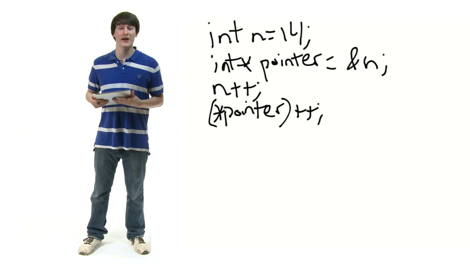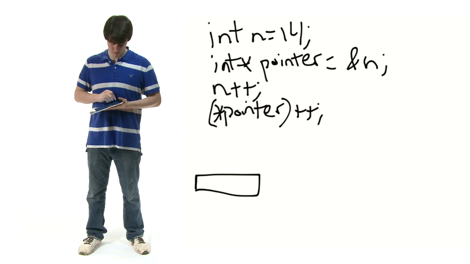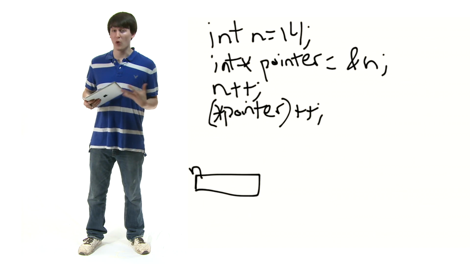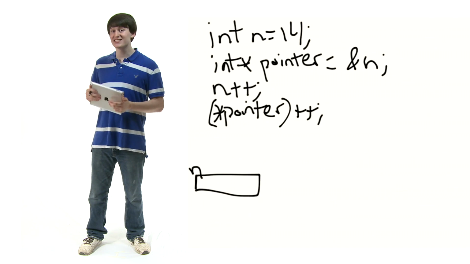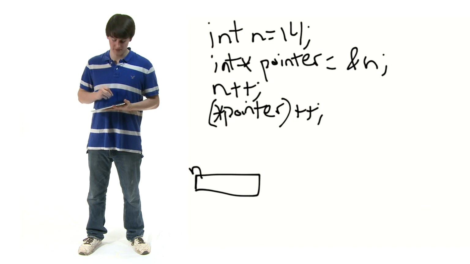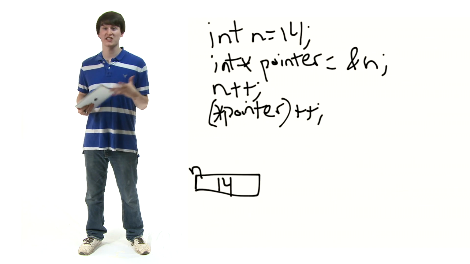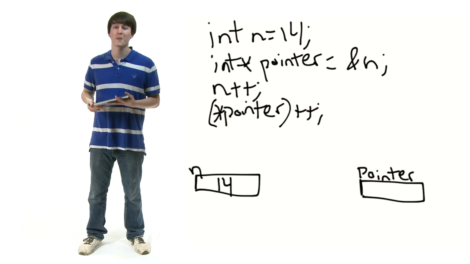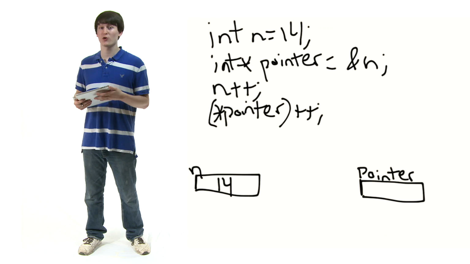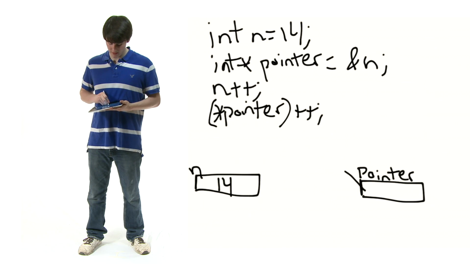The first line creates a new box in memory labeled n. This time we won't label the box with an explicit address, but it still has one. Inside of the box, we're storing the number 14. The next line creates a second box labeled pointer. And inside of this box, we're storing a pointer to the box labeled n. So let's draw the arrow from pointer to n.